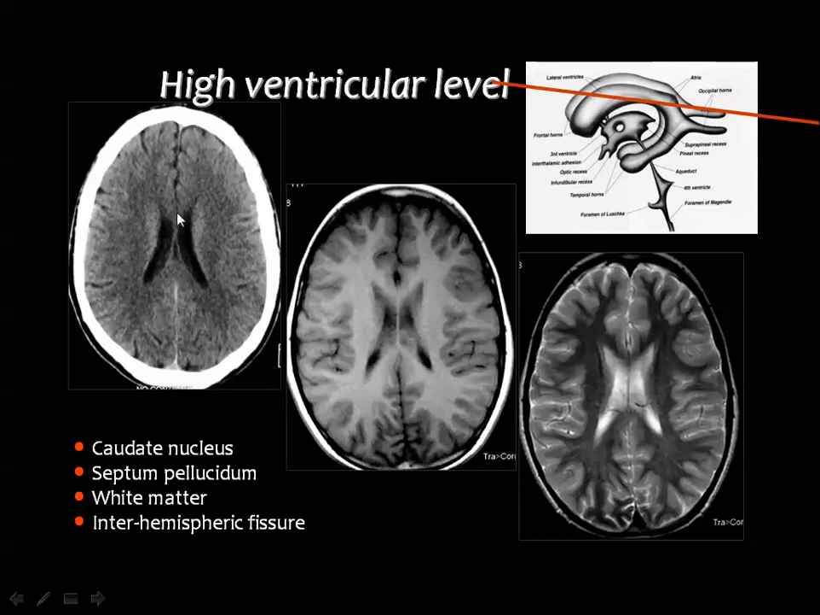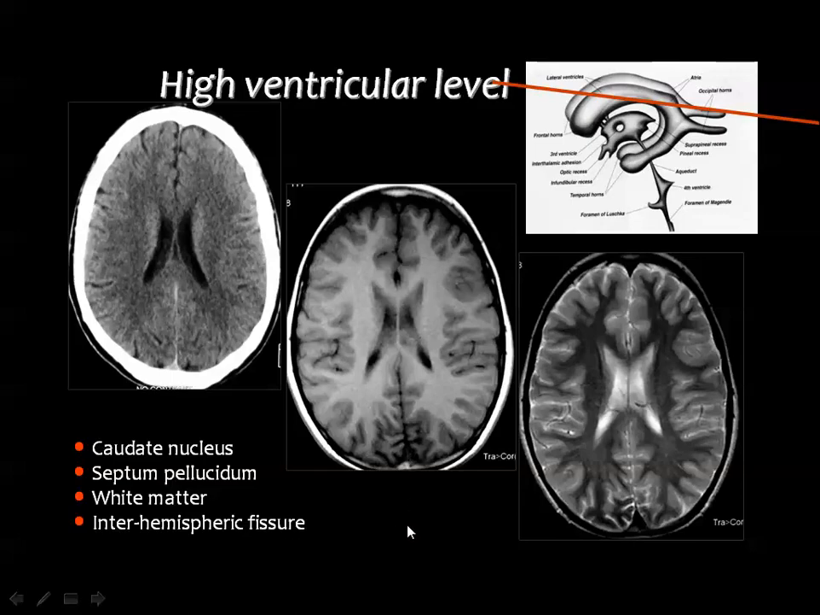Then the septum pellucidum is a fine septum separating the bodies of the ventricles, and the brain substance is divided into two parts: the white matter, which is a little bit dark in CT and MRI T2, and it is bright in MRI T1. And you can see also the cortex of the brain, or the gray matter, which is brighter in the CT and MRI T2 and dark in the MRI T1. And also you can see the interhemispheric fissure separating the two hemispheres.